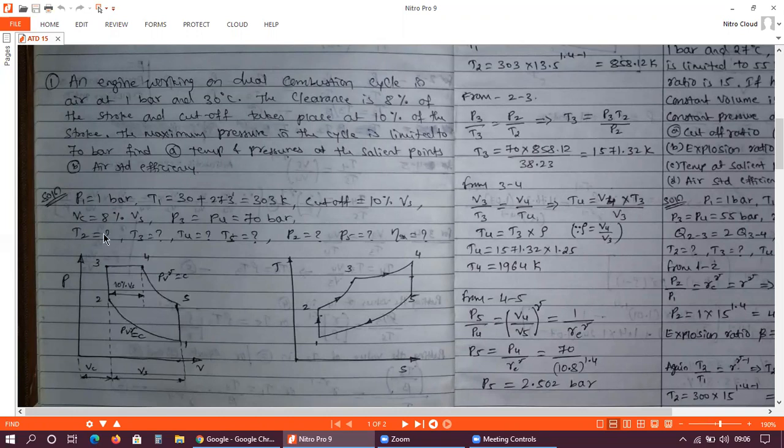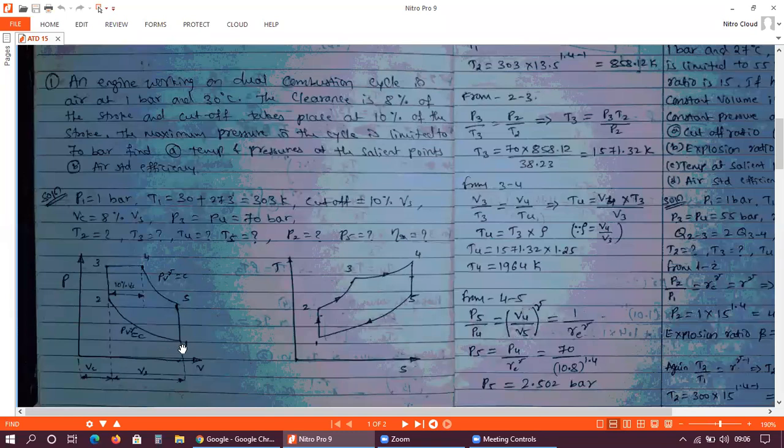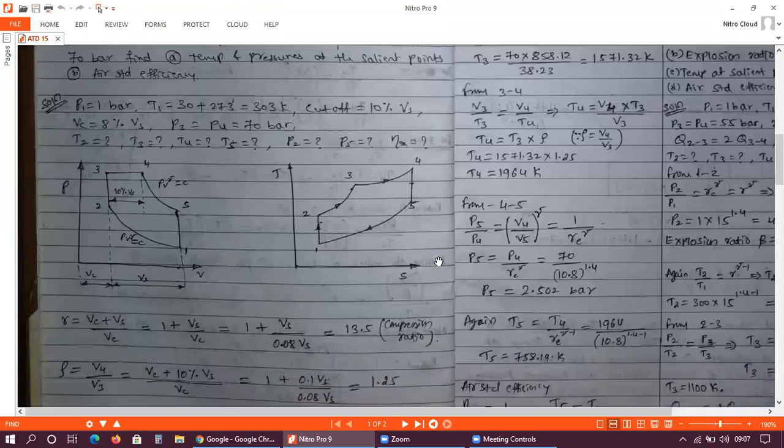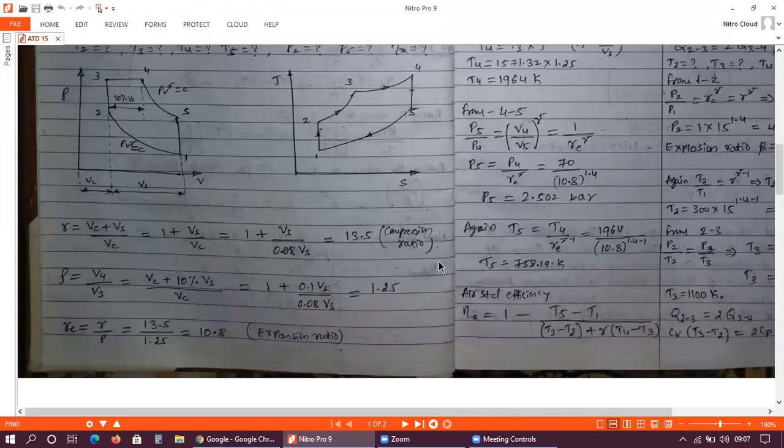Okay, so here you can see T2 should be calculated and T3 should be calculated. So these T2, T3, T4 as well as T5 should be calculated. T1 is already given in the problem. Then similarly, we need to calculate P2 and P5, whereas P1 is given, and P3 is equal to P4. This value is also given. So we need to calculate only P2 and P5, and we need to calculate the air standard efficiency. Okay, we'll go through the problem solving steps here.